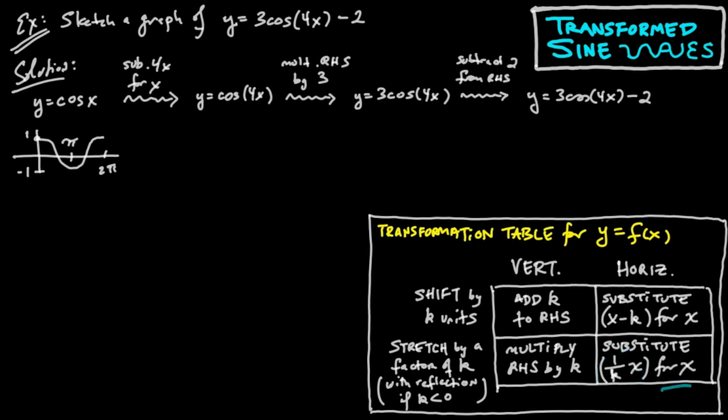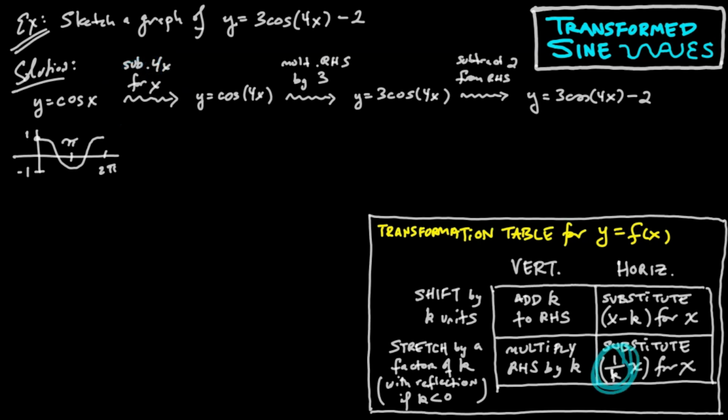Substitute that for x. So the main thing to remember is that stretching by a factor of k horizontally, the factor that comes into our substitution is not k, but the reciprocal of k. So in this case, in this kind of a substitution, I'm stretching horizontally, not by a factor of 4, but by a factor of 1 over 4, right?